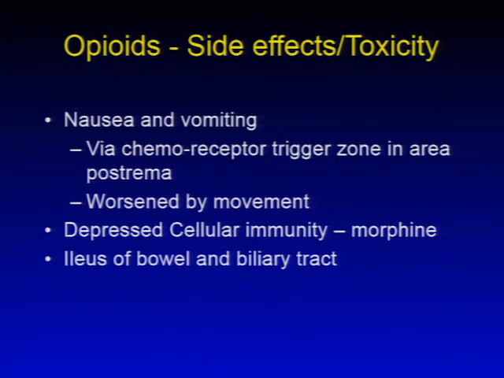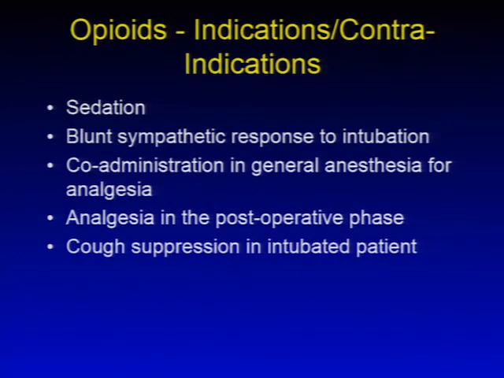Side effects and toxicity of opioids. The one that is most commonly mentioned is nausea and vomiting. This occurs via the chemoreceptor trigger zone in the area postrema of the brain, and it's usually worsened by movement. Patients can also develop depressed cellular immunity in the case of morphine, and then patients can also develop ileus of the bowel and of the biliary tract, which is certainly a concern in patients who are having procedures of the gut, where they need to regain their gut function soon post-operatively.